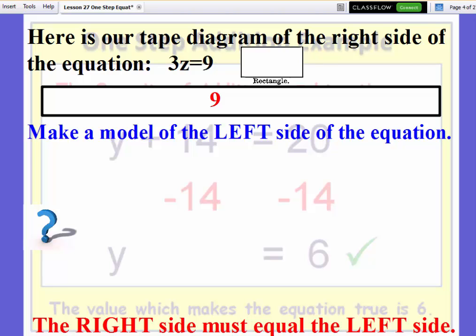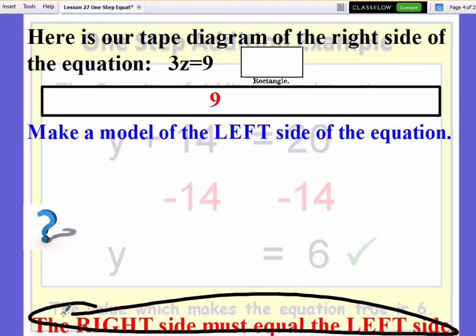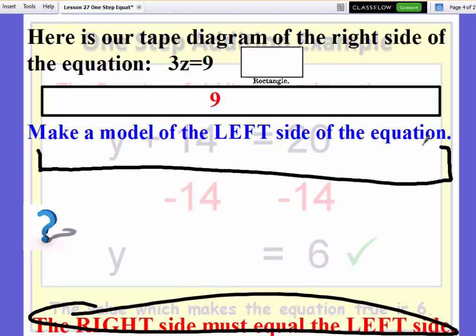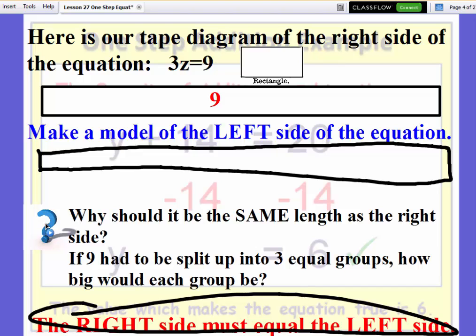Now I need to make that model of my left. Remember my phrase, the right side must equal the left side. So how big is my left side going to be? Well, it's also going to be 9 because remember that left side has to equal that right side. So we have that picture show that they must equal the exact same thing. So this is our tricky part. 3z, what does that mean? Well, I know that it's going to be 3z because that's all I have on the left side.